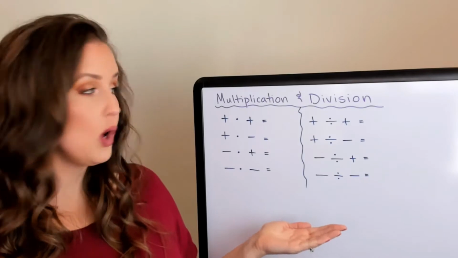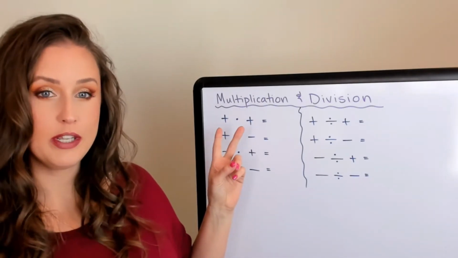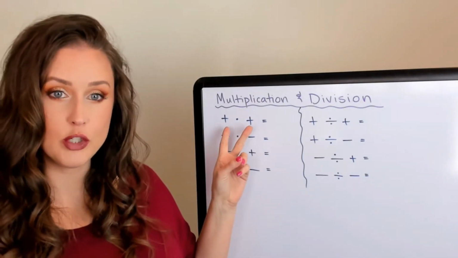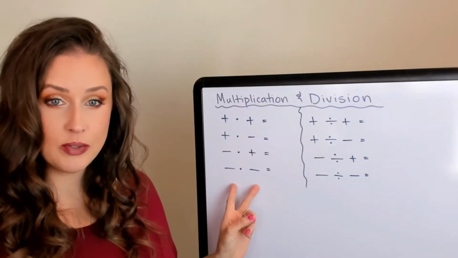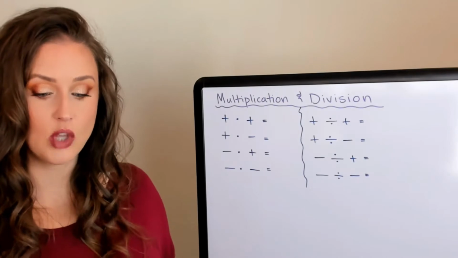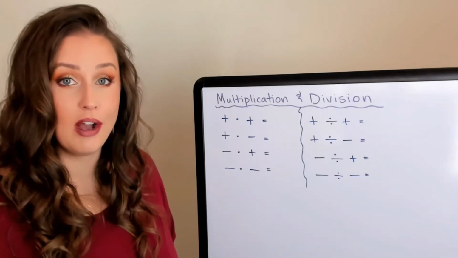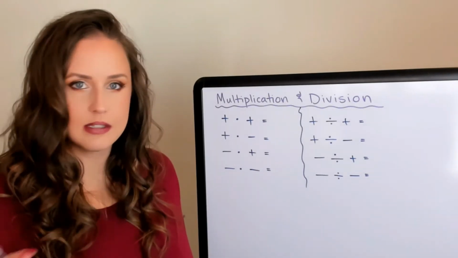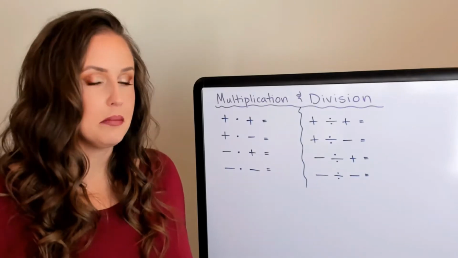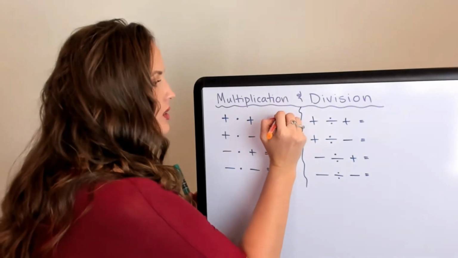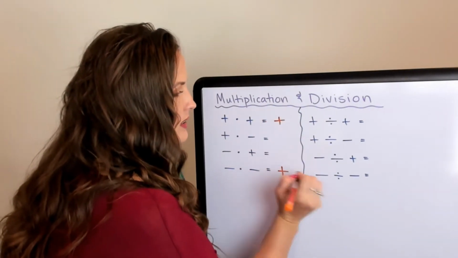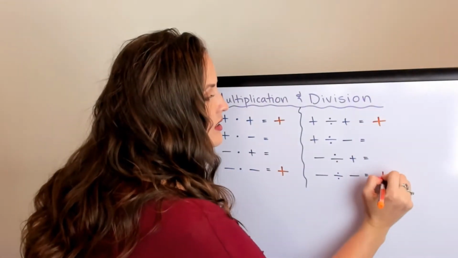So what you want to note is that with multiplication and division, when the signs are the same, so if you're multiplying two positives or you're dividing two positives, or if you're multiplying two negatives or dividing two negatives, the answer is always, always, always positive. No exceptions. It doesn't matter what number is bigger. It doesn't matter what number comes first. None of that matters with multiplication and division. So this is positive, so is this, and so is this.